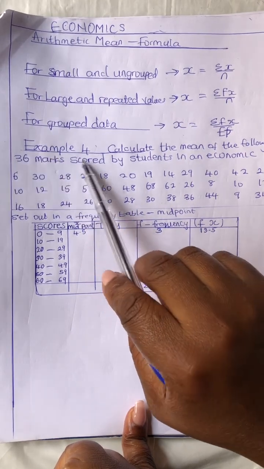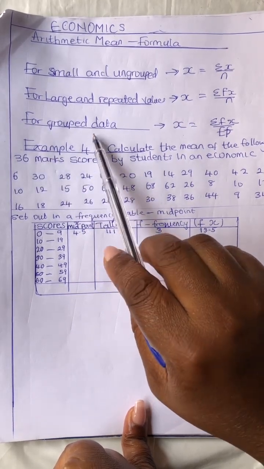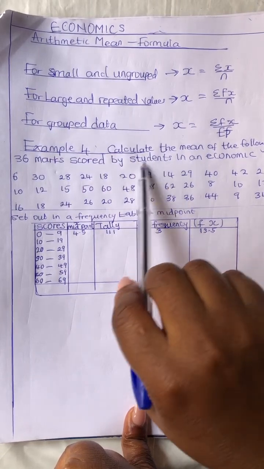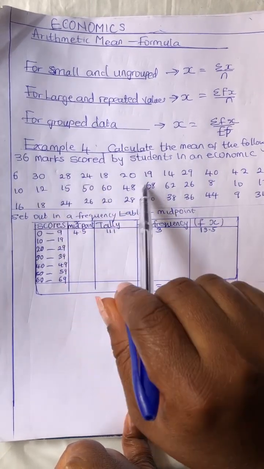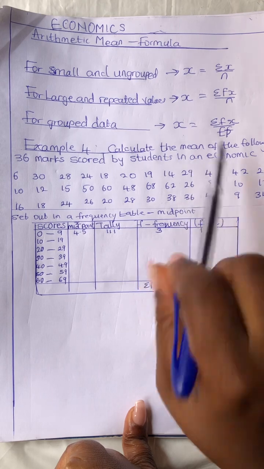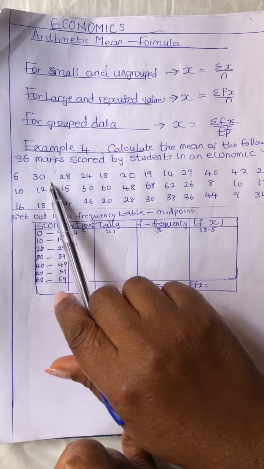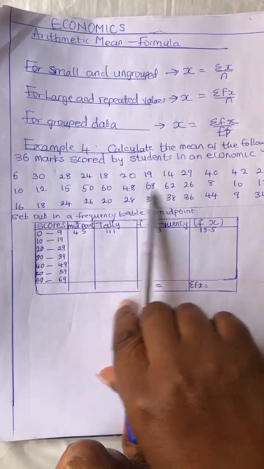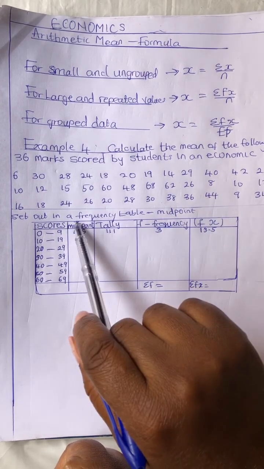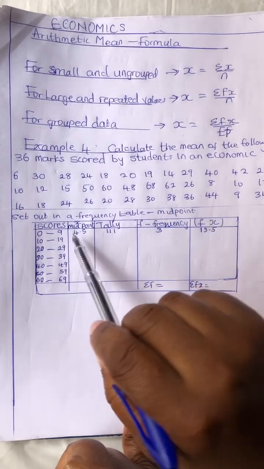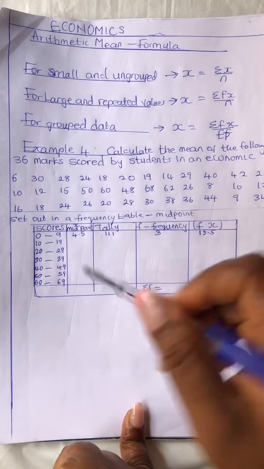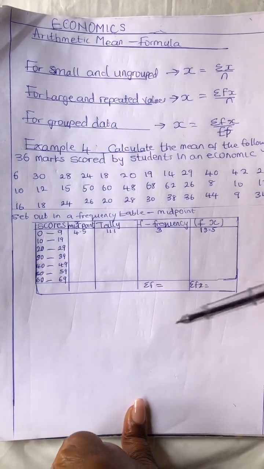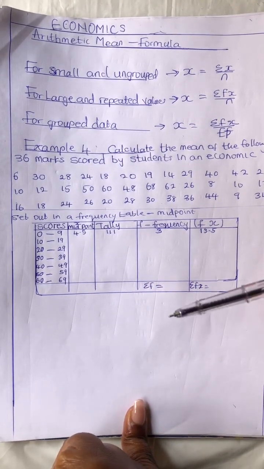Now let's take example 4 for grouped data. Calculate the mean of the following marks scored by 36 students in an economic examination. The marks are given as follows. Now the first thing to do here is to set out a frequency table, just like when you're solving for large and repeated values.